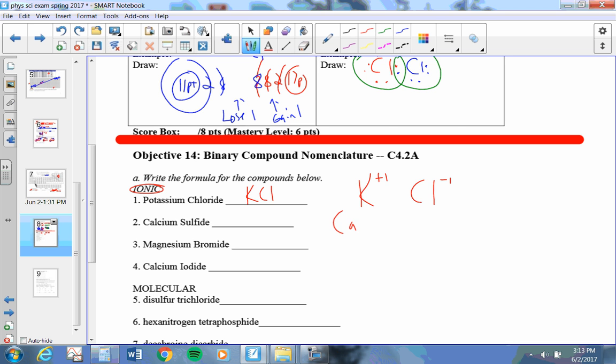Calcium, it's Ca with a +2. Sulfur, a -2. You don't crisscross these. This is a match made in heaven. +2, -2, perfect. CaS, one of those to one of those, and they are happy.